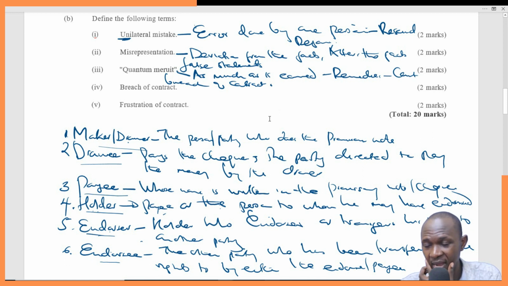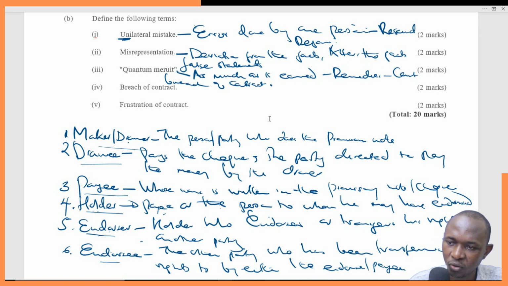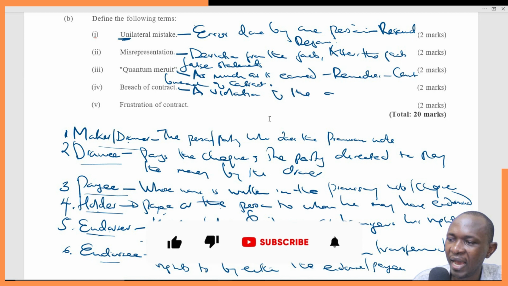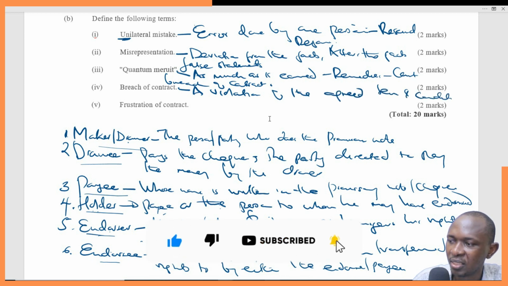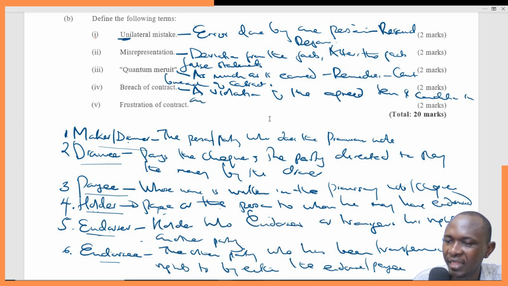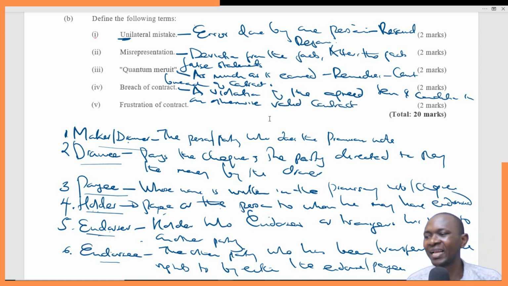Then we have a breach of contract. Now, we've already mentioned a breach of contract. Breach of contract is a violation of the agreed terms and conditions in an otherwise valid contract. So, a violation of the agreed terms and conditions in an otherwise valid contract. That is a breach of contract.